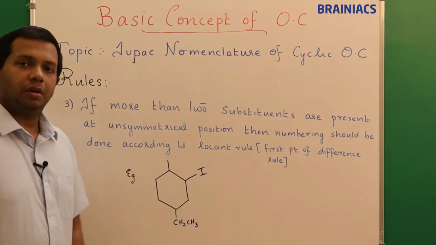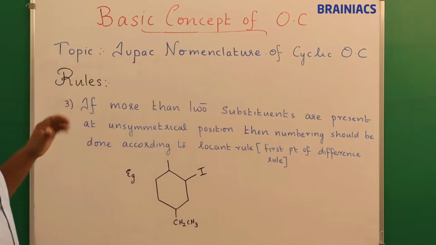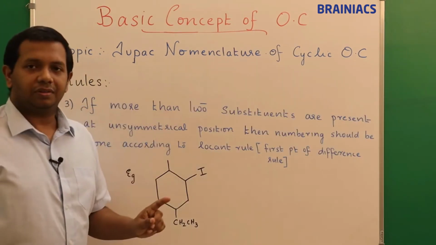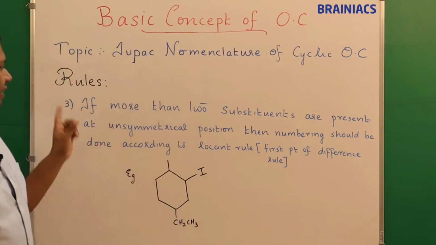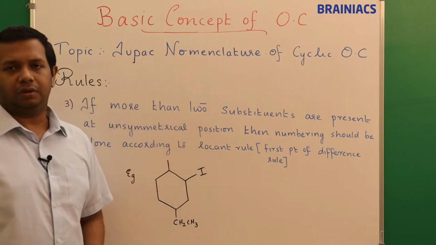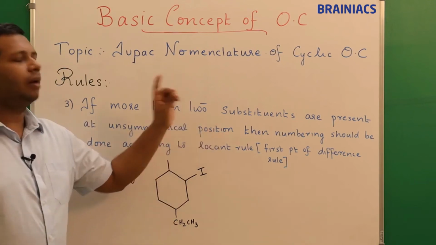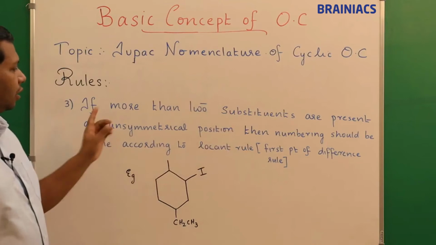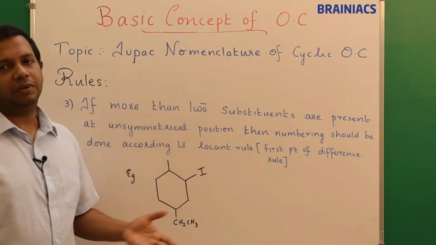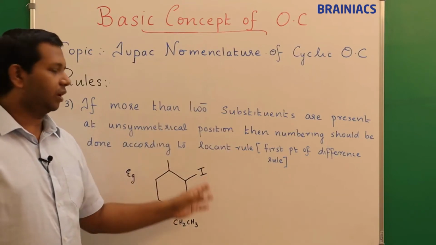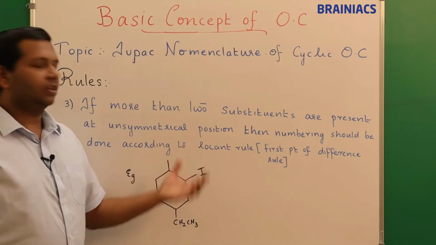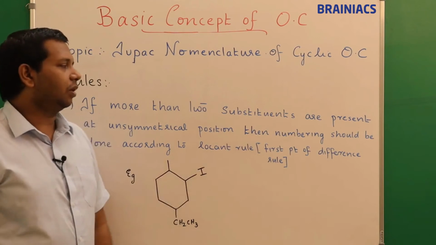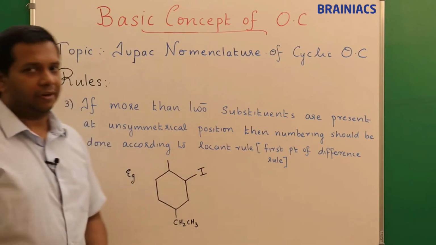Okay, now coming to rule number 3. If more than 2 substituents are present at unsymmetrical position, then numbering should be done according to the lowest locant rule. We have already learned what the lowest locant rule is. We will write down the sets and we will see which is the first numbering. It is also called what? First point of difference rule.